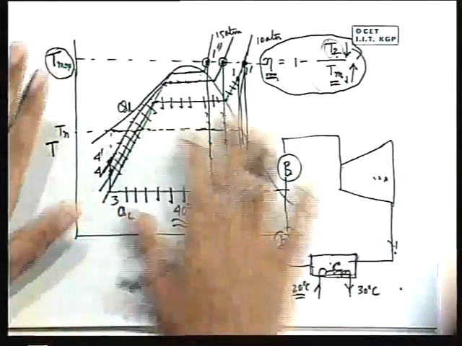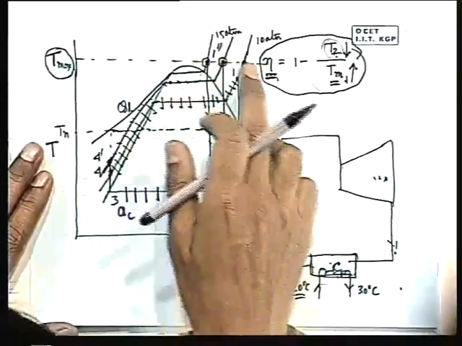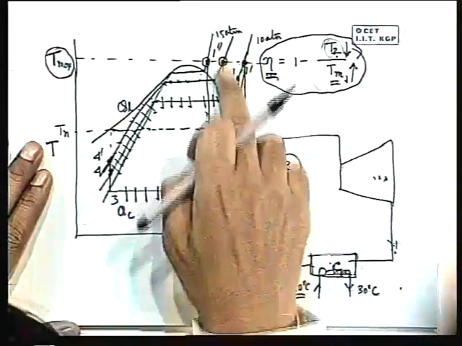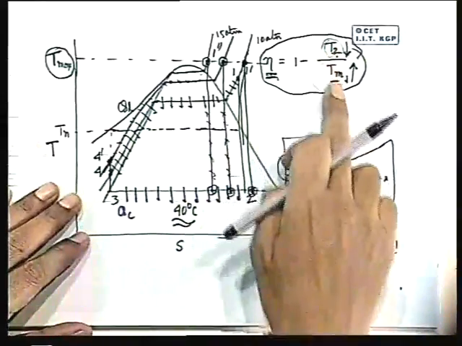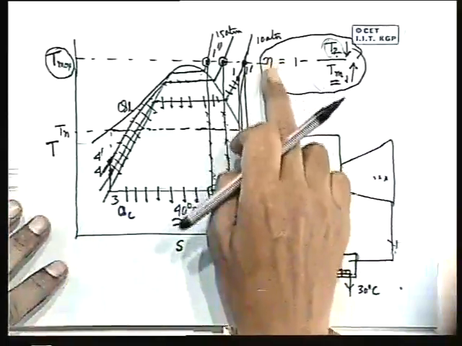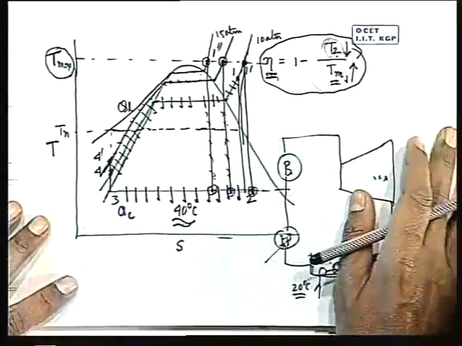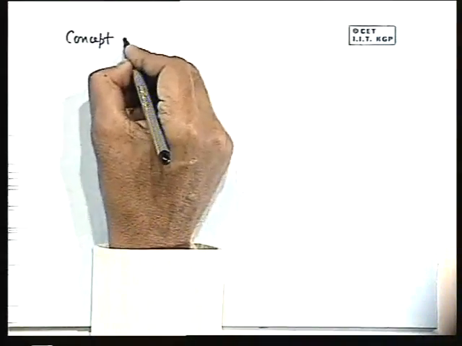So here ends my discussion on the influence of the operating conditions like inlet pressure, inlet temperature, condenser pressure, condenser temperature on the thermal efficiency, and how they behave, in the sense of how the thermal efficiency increases with the change in this T2 and T1. All right. Now I come to the concept of reheat. Concept of reheat.